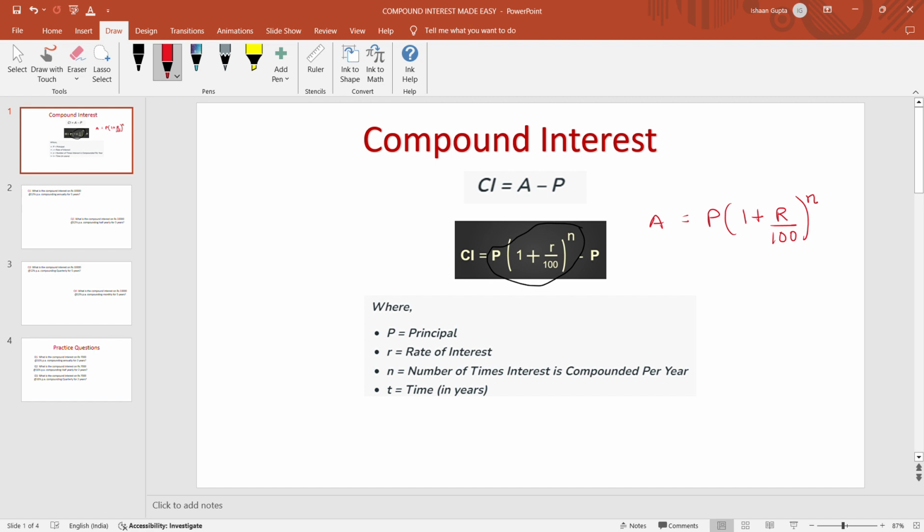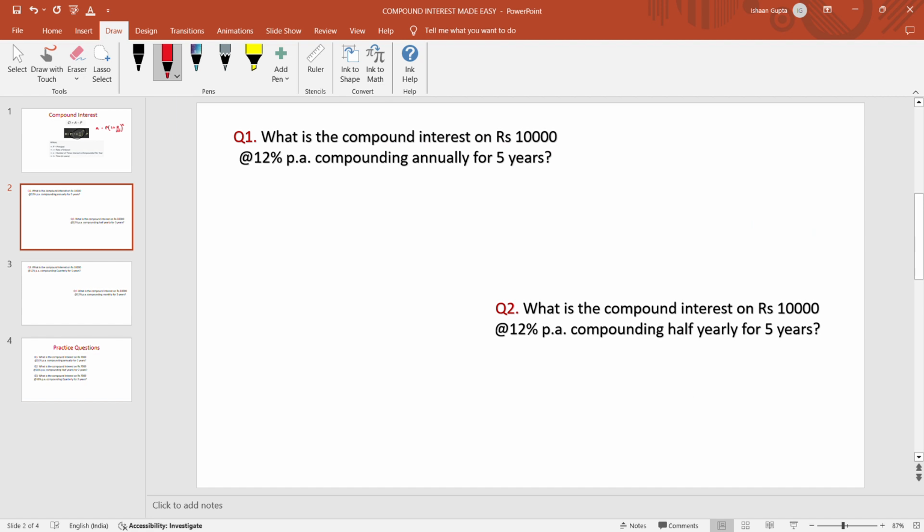So here we have CI is equal to A minus P. Quickly we move on to the first question. What is the compound interest on 10,000 at the rate of 12% per annum compounding annually for 5 years? Okay, let me quickly write the formula for amount first. It's P into (1 + R/100) to the power n.